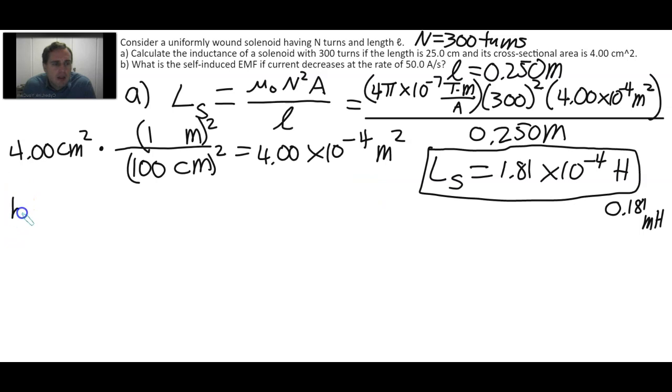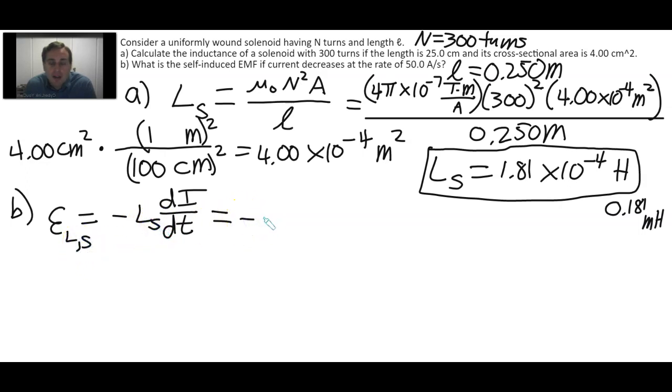All right, let's look at B. We want to know what is the self-induced EMF if the current decreases at a rate of 50.0 amperes per second. Well, the EMF from the self-inductance of the inductor should be minus L di/dt. And I think we were just given what di/dt was. It's 50 amperes per second. So we can just plug right in. And this right here is from the solenoid. So we can do minus 1.81 times 10 to the minus 4 henries, multiplied by 50.0 amperes per second.